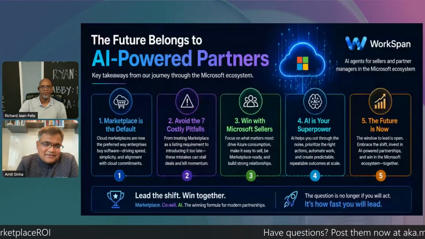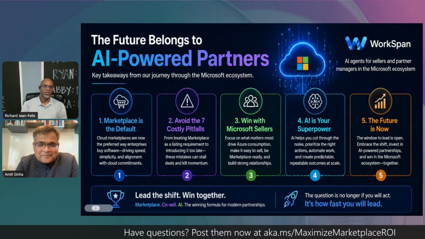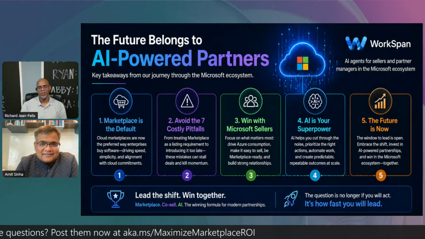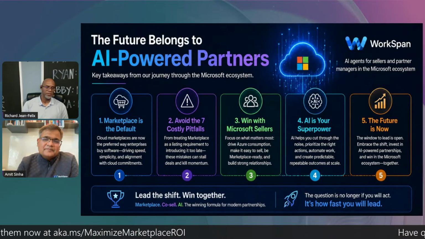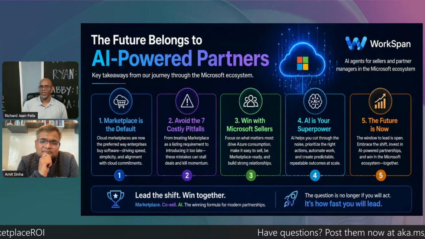All right, let's summarize this. If you can bring up the last slide, Richard, can you speak to what we just discussed with the Microsoft community here? What are the key takeaways? So the future, of course, belongs to the AI-powered partners. Marketplace needs to be the default. You need to avoid the 7 costly pitfalls.